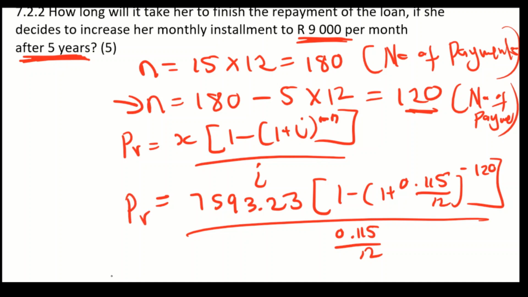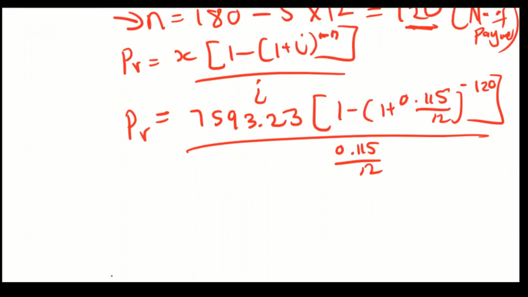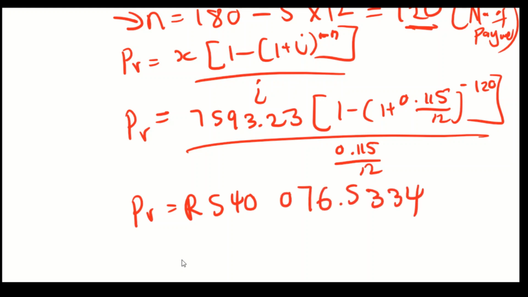So we're looking for the PV first, and the PV that I'm getting, let me punch this into my calculator: 7593.23 into 1 minus 1 plus 0.115 over 12 to the power of minus 120, divided by 0.115 over 12. So my PV is 540,076.5334. Please confirm that, punch this into your calculator and let me know if you're getting the same thing, or if I made a mistake, please do let me know.